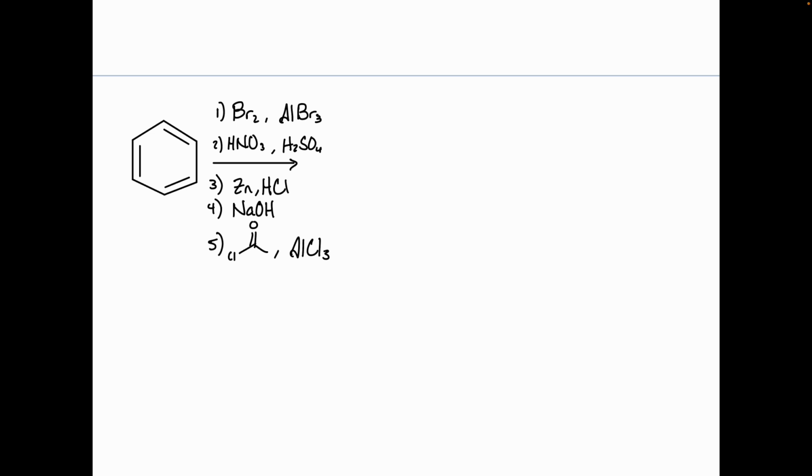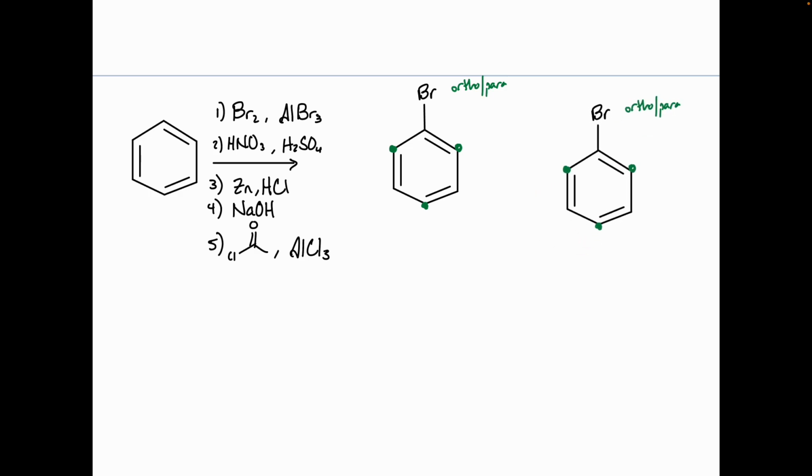All right, so this first reaction is going to put a bromine on the ring. Bromine is ortho-para. So that next reaction is going to direct to that ortho-para position. All right, but again, these aren't identical, so I'm going to have to draw two. I'll have one with my nitro group in the ortho position, and the other with my nitro group in the para position.